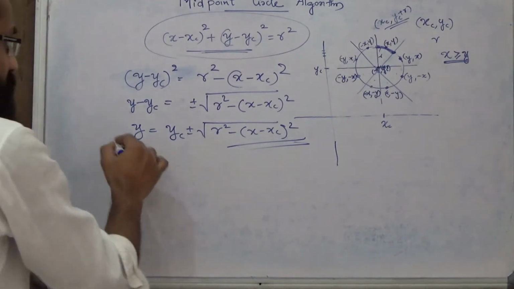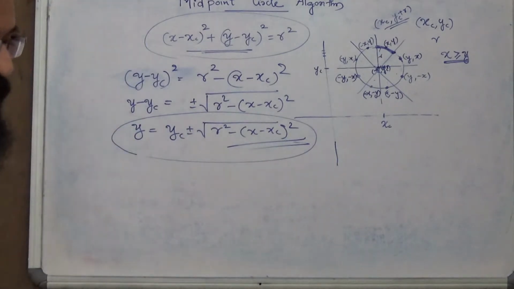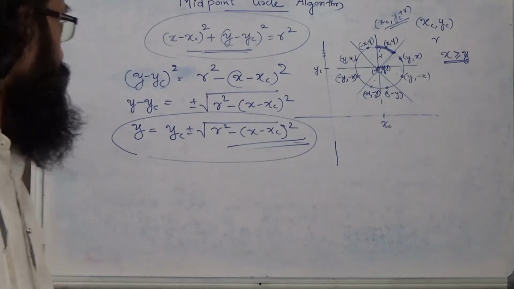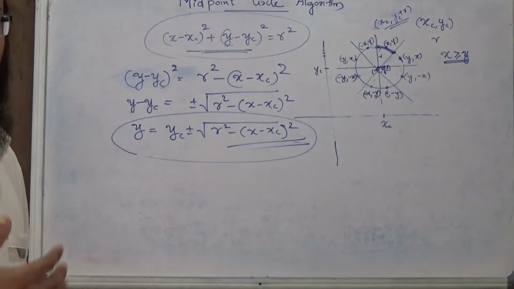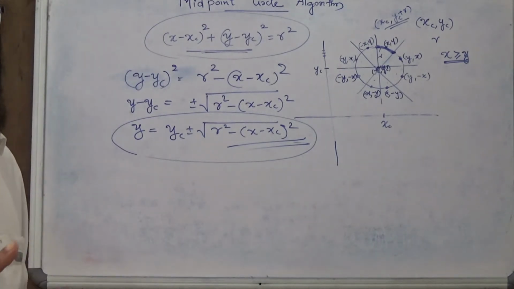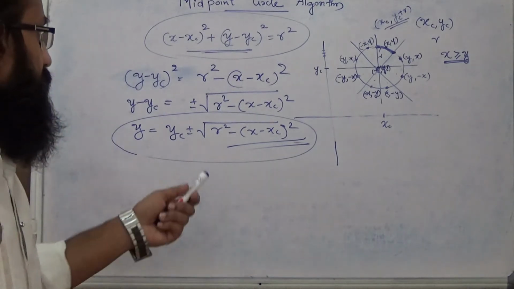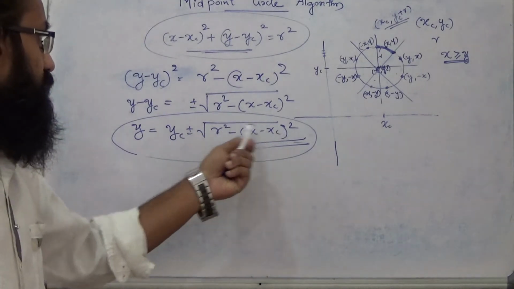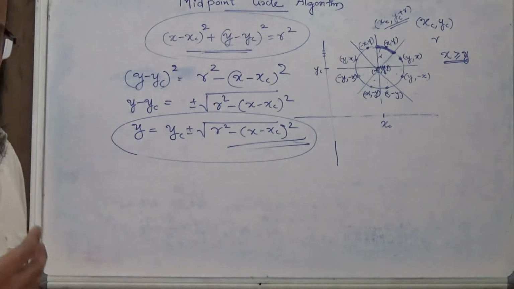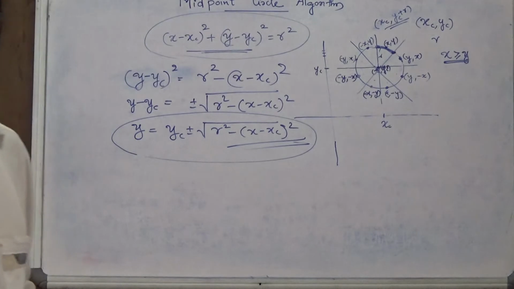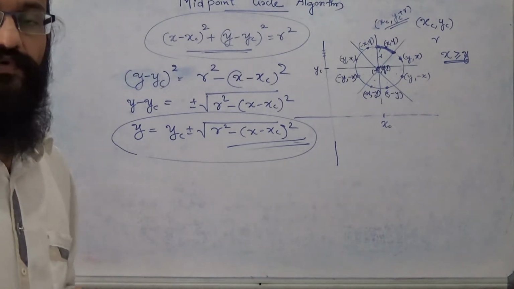If you follow this particular method, it actually involves a lot of computation. So you have to take the square root, and that will be a little bit costlier as compared to simple addition or subtraction. And again you have to take the square of r and x minus xc. So it increases the computational cost.